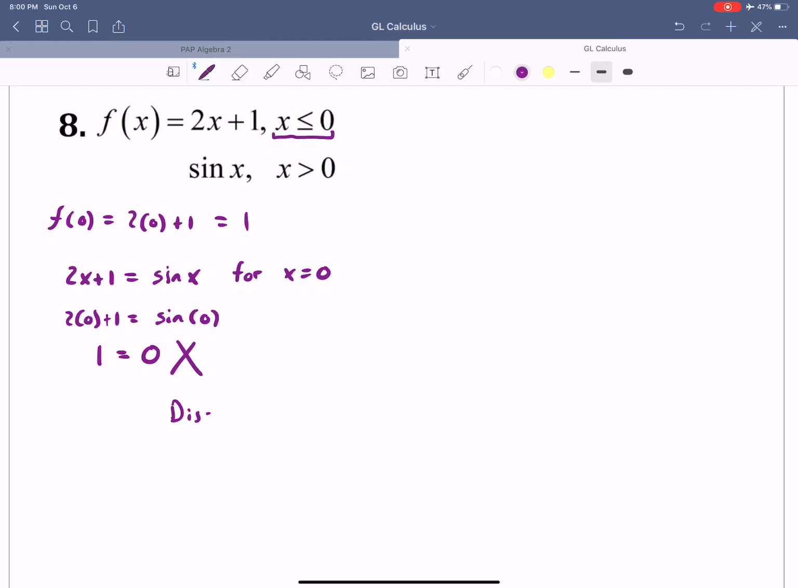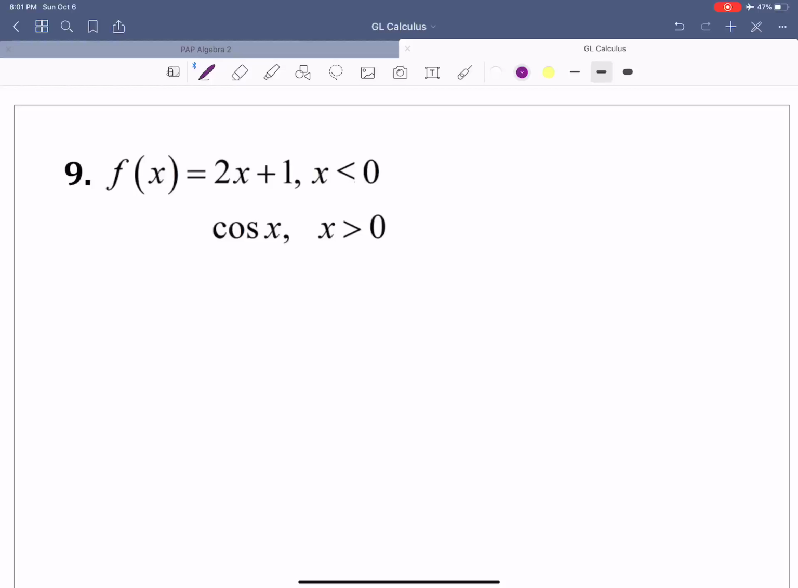So we would say that there is discontinuity at x equals 0. And again, because the limits do not equal each other, we would say that this is non-removable. Again, it's only removable when the limits are the same, the limit exists, but the function is not defined at that value. So this is non-removable.